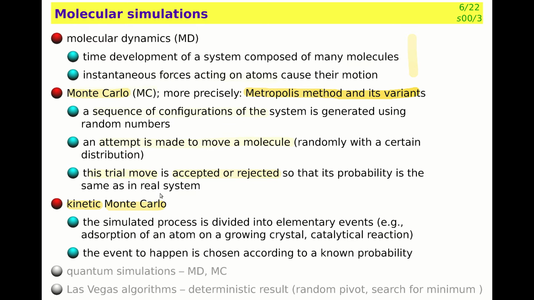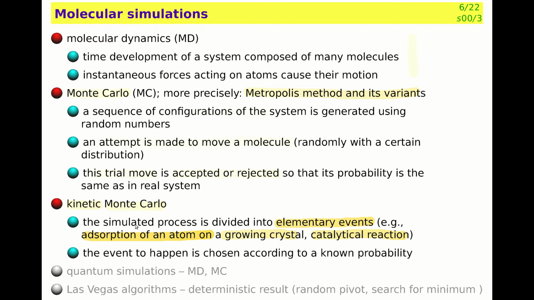The Kinetic Monte Carlo is based on a bit different approach. We have a certain process. You can imagine, for example, growing crystal, or catalysis, that is, there are reactants coming to a catalytic site and doing something there. And we have pre-calculated or measured or whatever certain elementary events. It may be an adsorption of an atom to this growing crystal or something like that. One elementary event.